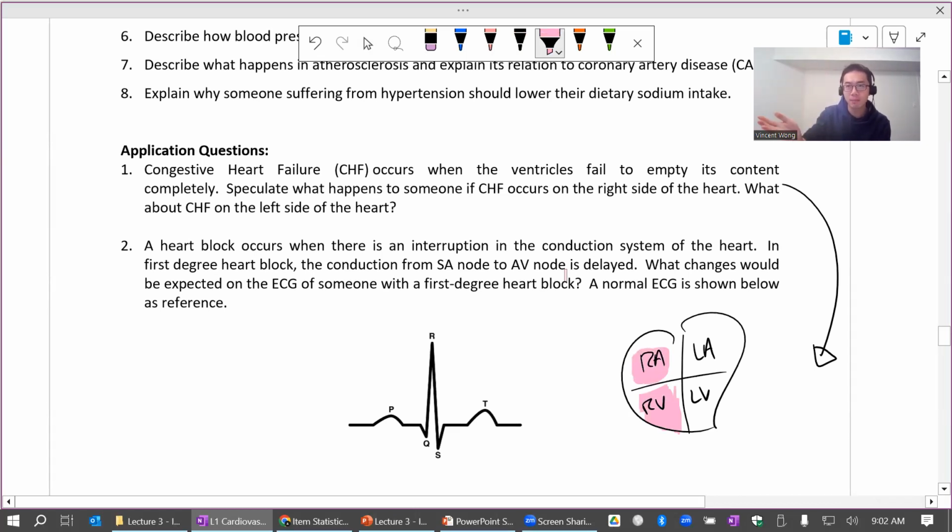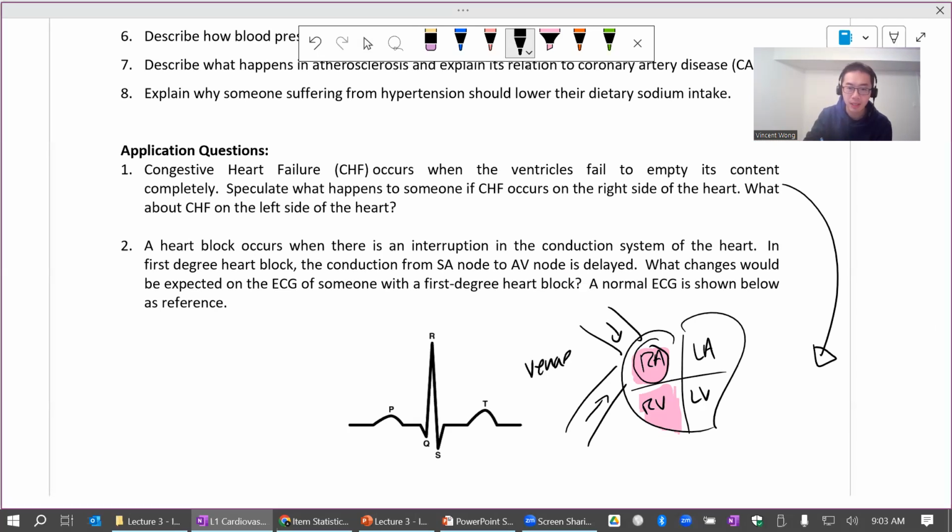Think of a traffic jam. If there's a car accident somewhere, then everything before that is going to be blocked, right? The traffic is going to slow down. So if the congestive heart failure happens at the right ventricle and the blood is not emptying, then the blood is also not emptying from the right atrium. And then you have to think about where the blood comes from for the right atrium. What vessel brings the blood to the right atrium? Well, it is exactly right, the vena cava, right? So the blood is going to be pooling in the vena cava, right?